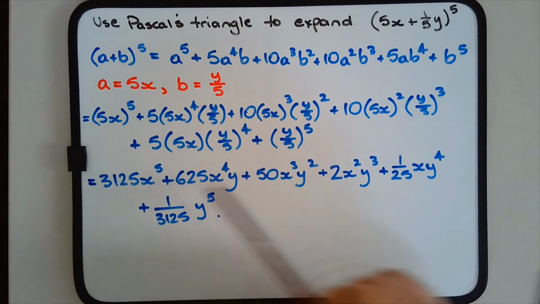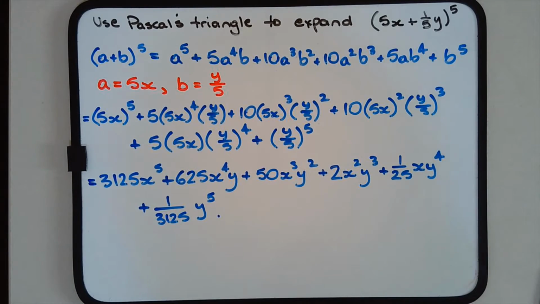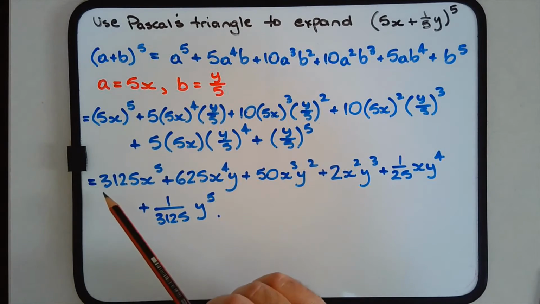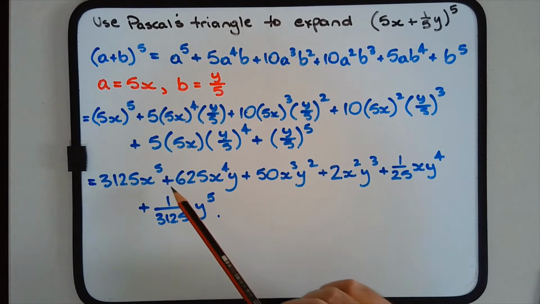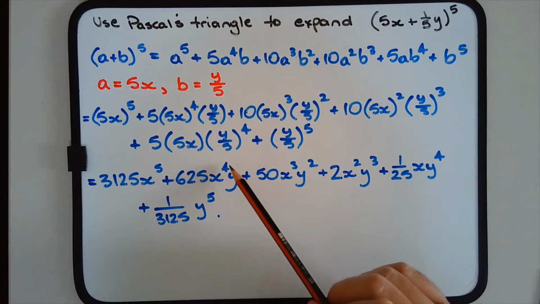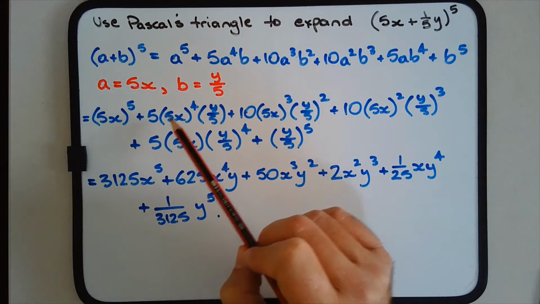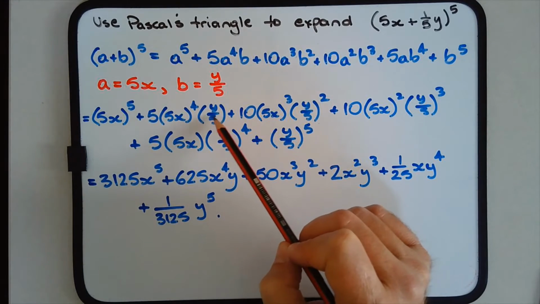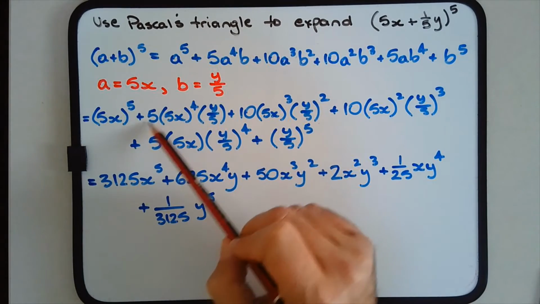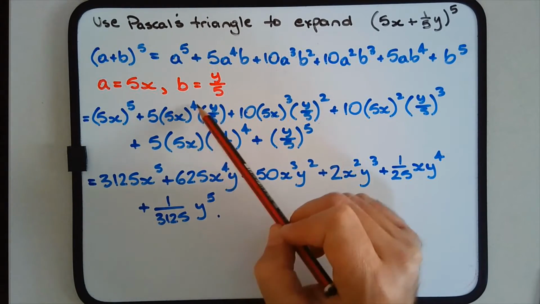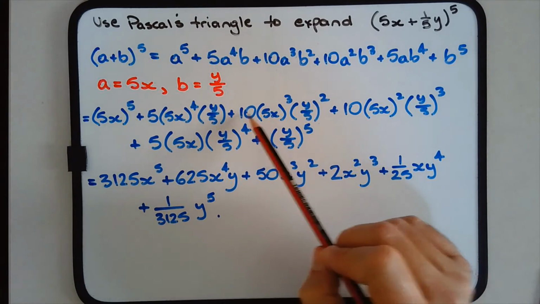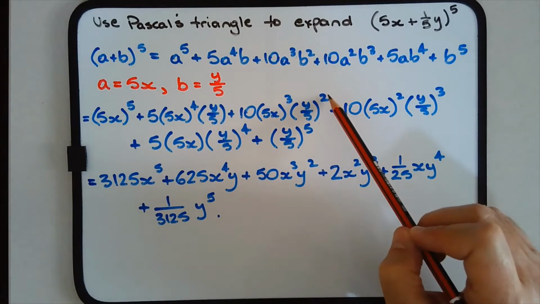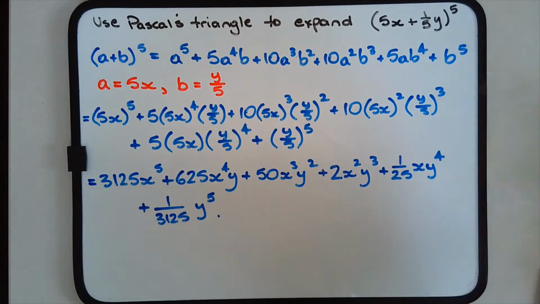So simplifying this expression here, so (5x) to the power of 5 is 3,125x to the power of 5 plus 625x to the power of 4 times y. So that's 5 times 5 to the power of 4 divided by 5. So you can cancel this 5 with this 5 here. So we just have 5 to the power of 4. That gives us 625. Then we have 10 times 5 cubed divided by 5 squared. So that's the same as 10 times 5, which is 50.